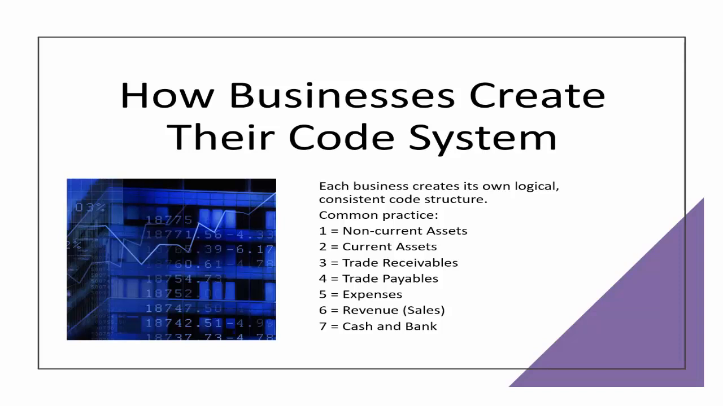Code starting with 1 equals non-current assets, like machines, buildings. Code starting with 2 equals current assets, like inventory or cash. Code starting with 3 equals trade receivables. Code starting with 4 equals trade payables. Code starting with 5 is expenses. Code starting with 6 equals sales, revenue. Code starting with 7 equals cash or bank accounts. So when someone sees a code starting with 5, they know it is some kind of expense. And when they see a code starting with 6, they know it's income from sales. This system is called significant digit coding, and it makes accounting clear, fast, and accurate.